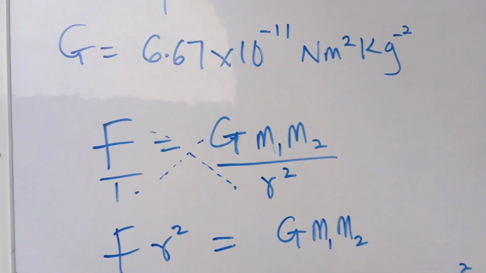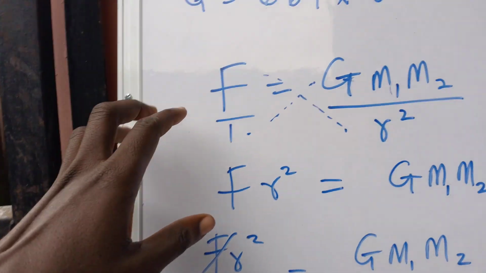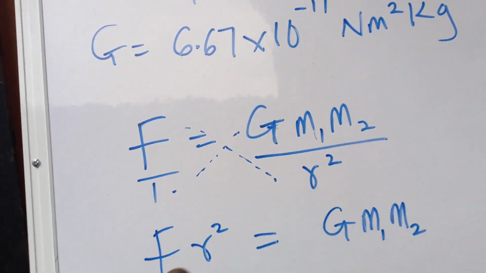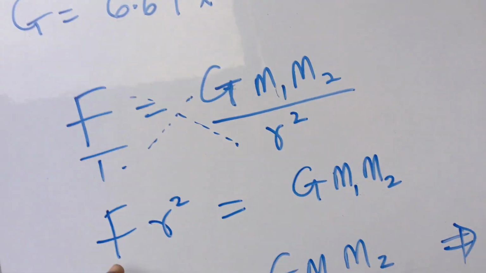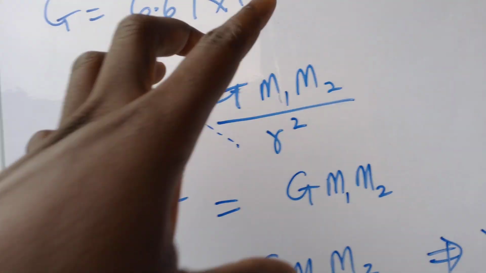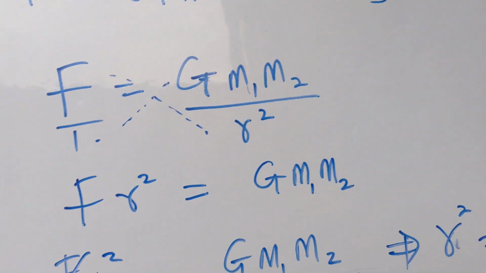Alright, so you observe here how we made r the subject of the formula and I cross multiplied. This times this times this, F times r square, you have F r square, and 1 times G m1 m2, and you have G m1 m2.